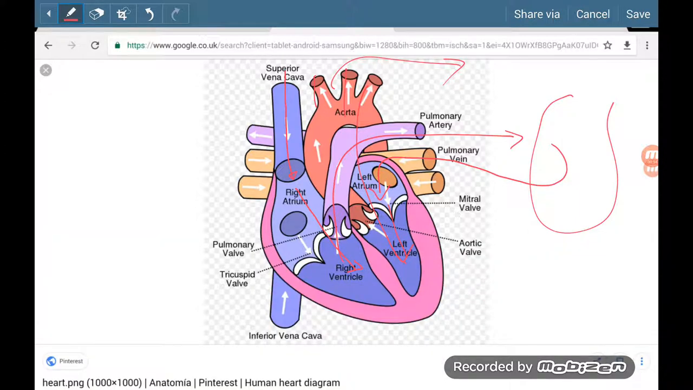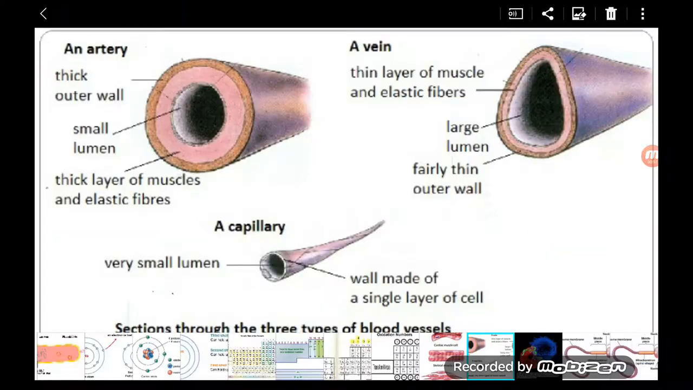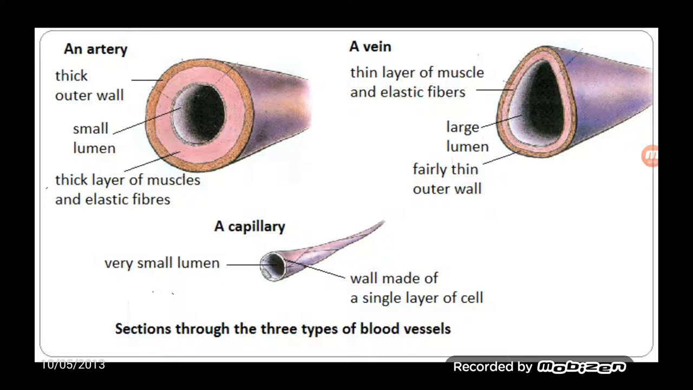The next is the blood vessels. The blood vessels that we have are three types. There's an artery, a vein, and a capillary, and they all have a slightly different structure according to their function.